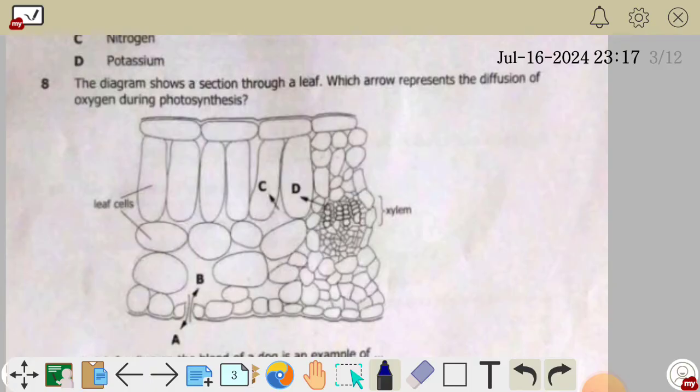But the question is asking for the arrow which represents the diffusion of oxygen during photosynthesis, which is B. So oxygen will diffuse inside the cell and carbon dioxide will diffuse out of the cell. So the correct answer for question 8 is B.